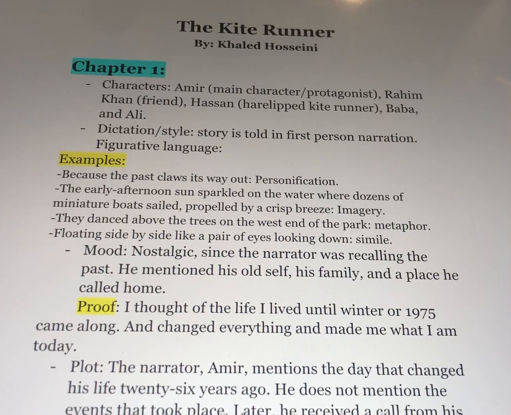Hello, you guys. Today I'll be analyzing chapters 1 to 3 of The Kite Runner. So, basically, I'll be discussing characters and character traits, the diction and the style of the story, the figurative language, the mood of the story, the plot and the settings, and the themes and symbols. And of course, when you see proof highlighted in yellow, that's basically the evidence of the points I'll bring up during my analysis. So let's begin.